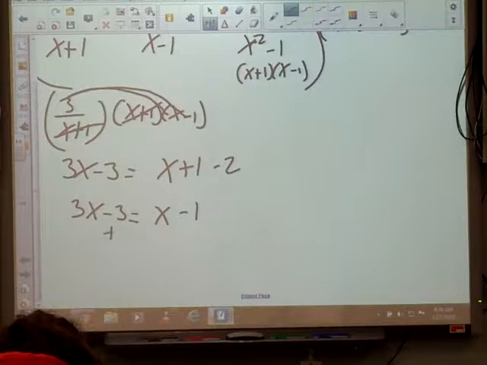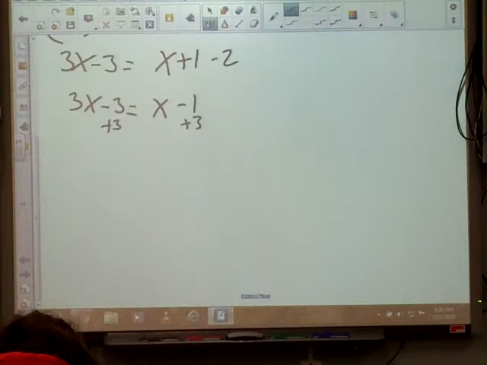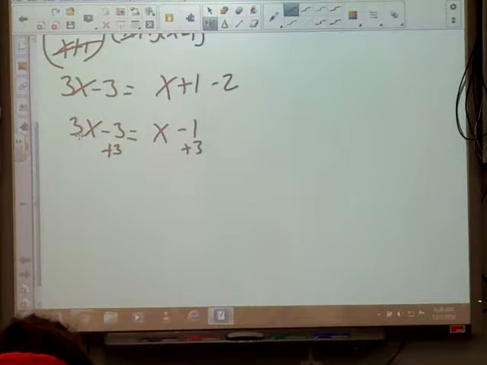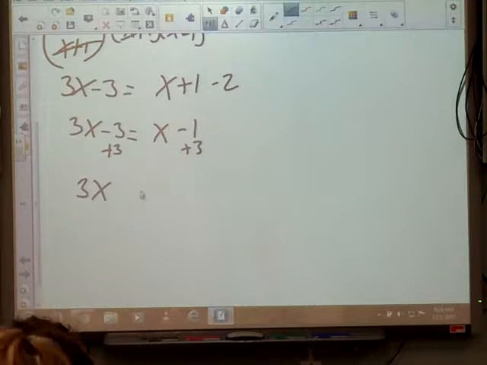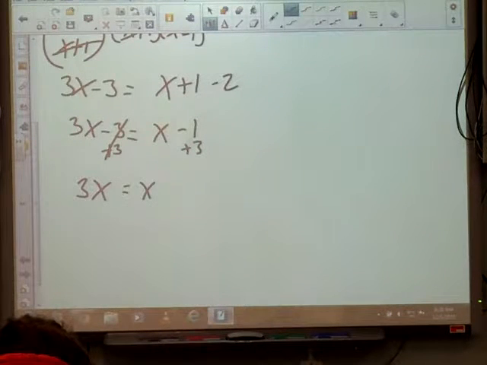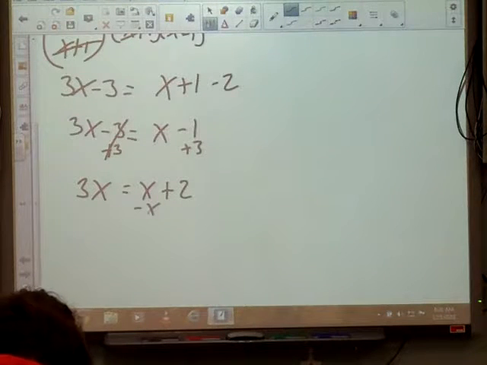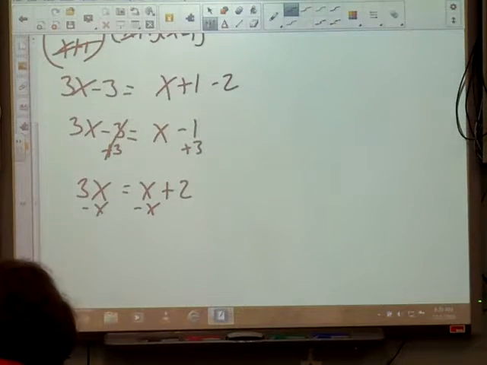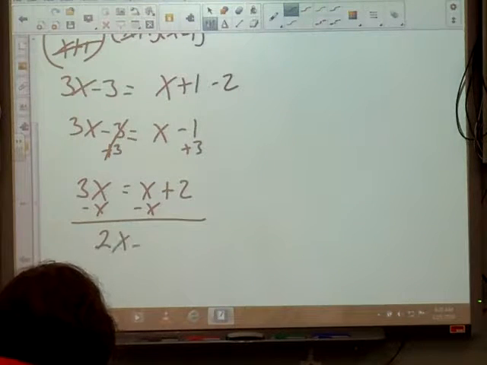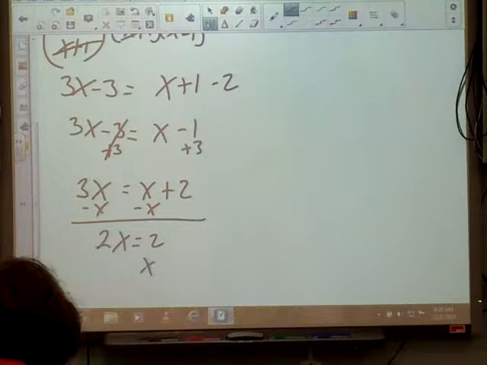Well, I heard add the 3 first. It doesn't matter. It'll all work. You can do it any of those ways. So that gets me 3x. 3x, that cancels, equals x. I think that's 2. Subtract the x. Good. 2x equals 2, which means x equals 1.